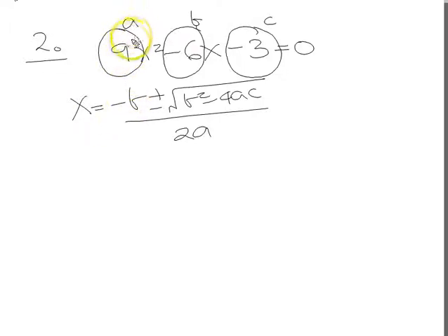Let's overwrite the a with 9. So wherever there's an a, we put 9. That's easy to change, isn't it? There and there. Okay, and then wherever we see a b, we put minus 6. So minus 6 and b squared. So it's a minus 6 squared.